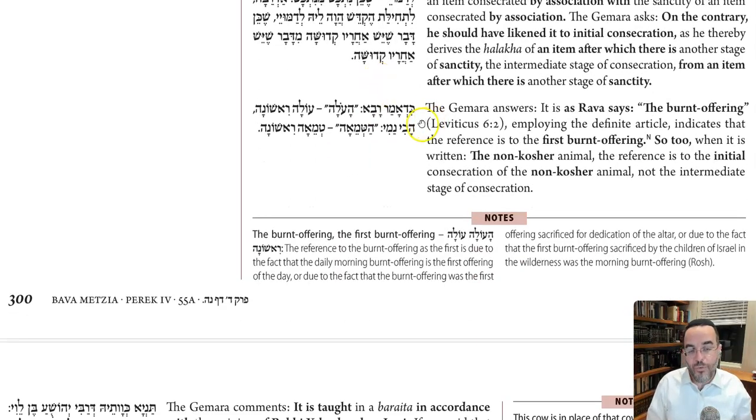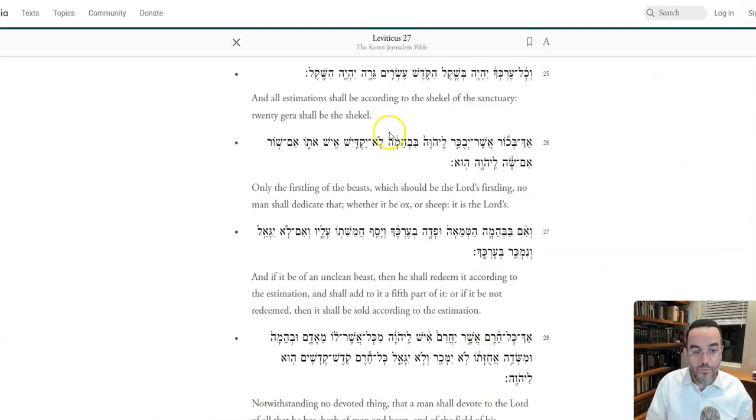And the final answer and proof is k'damar rava, ha'ola ola rishona, hachi nami ha'teme'a teme'a rishona. We're going to learn from the extra heh, which, in the methodology that we see, the extra heh means the first one. We learn from the korban ha'ola, korban tamid in the morning. That is the first thing that has to be done. You can't do any other sacrifice before korban tamid in the morning, because it's called ha'ola, the one that's special, meaning it's first. And so too in this pasuk it says ha'teme'a, and ha'teme'a means that it's the first one.